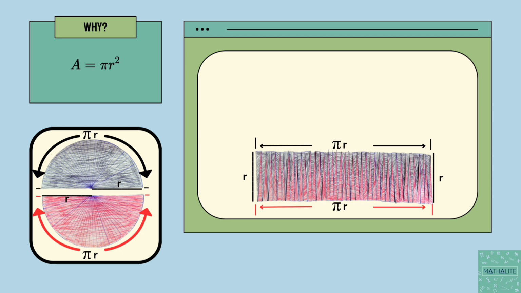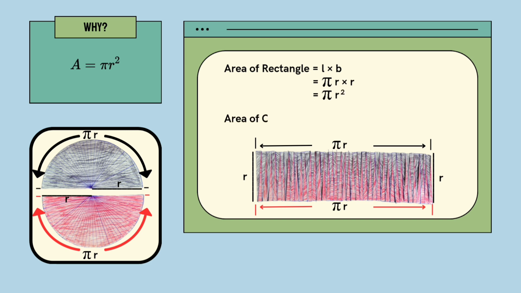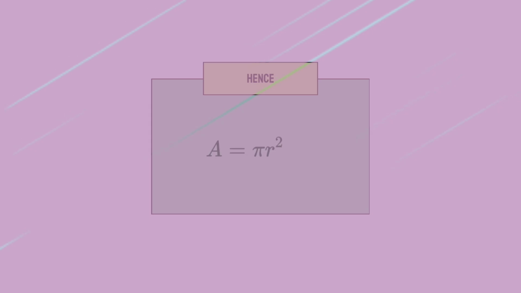The curved length of the semicircle becomes the length of the rectangle and the radius becomes the breadth. So we can conclude over here that the area of the rectangle is length into breadth, where length is pi r and breadth is r. That gives us pi r square. So therefore the area of the circle is equal to the area of the rectangle, which is pi r square. So hence proved that the area of the circle is pi r square.